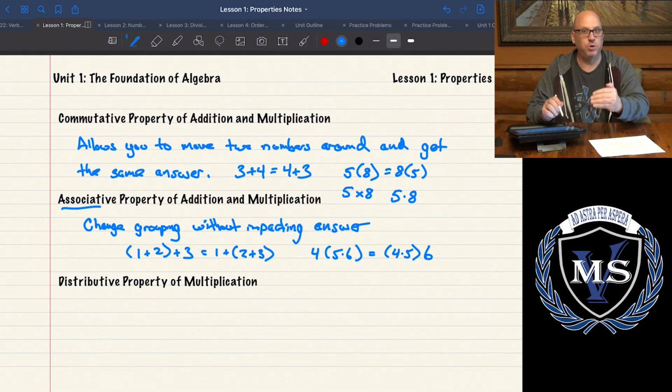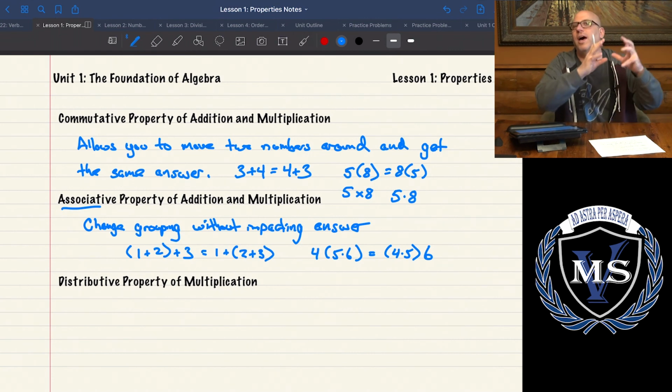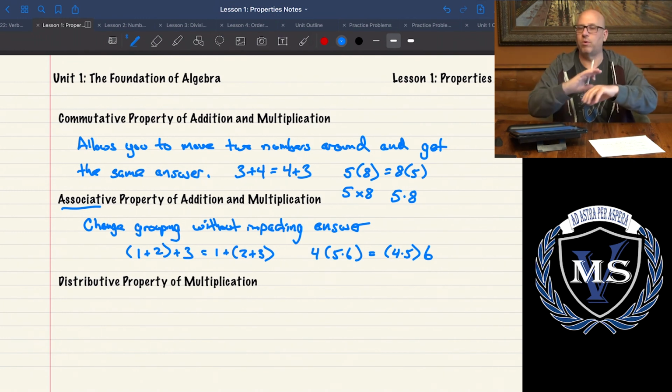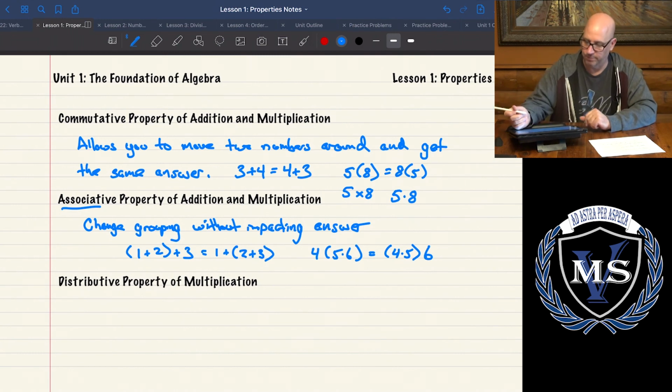What we're saying is that the commutative property applies for an addition problem, and it applies for a multiplication problem. And the same thing with associative. So don't think if you have a bunch of stuff that you can just throw it around whichever way you want, because that's not the case. We do have order of operations for that.